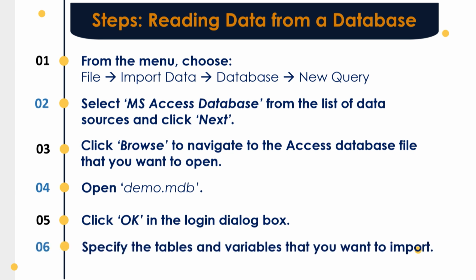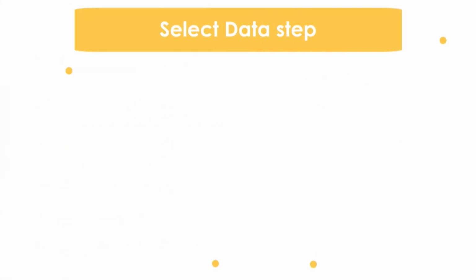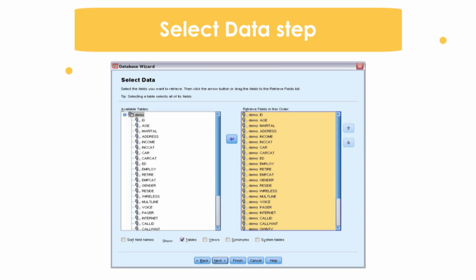Step 6, specify the tables and variables that you want to import. Let us see the remaining steps. Select data step. So you are going to select the data from the database you want to choose. From this you can see here these are the databases available, and we can see here what kind of variable we are going to choose. We have selected and dragged it and give next.